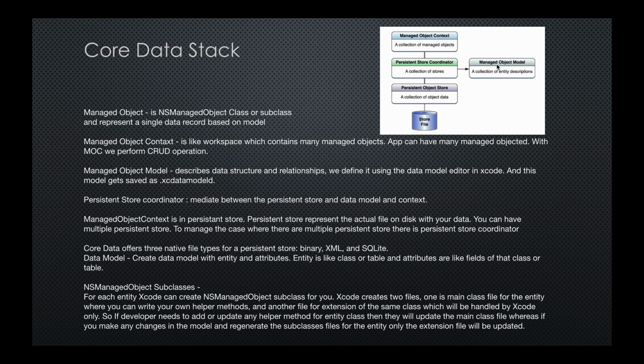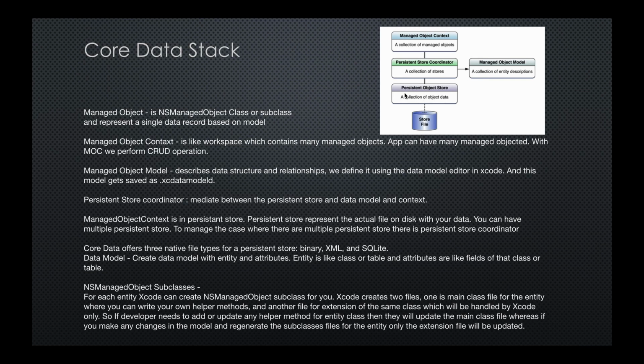Okay, and then the persistent store coordinator. What do you mean by persistent store? Persistent store is our real database. iOS gives us multiple ways to have different types of persistent store. The native Core Data gives you three types of persistent store. You can store it in binary, you can store it in XML, or you can store it as SQLite. By default it's SQLite, but you can make it binary or XML as well. So persistent store is the actual database.